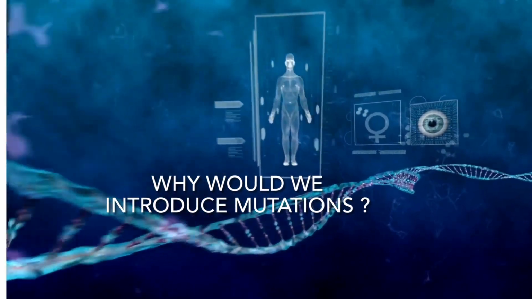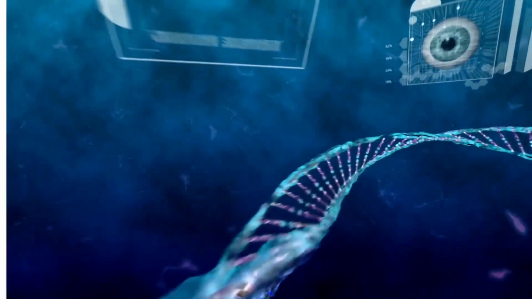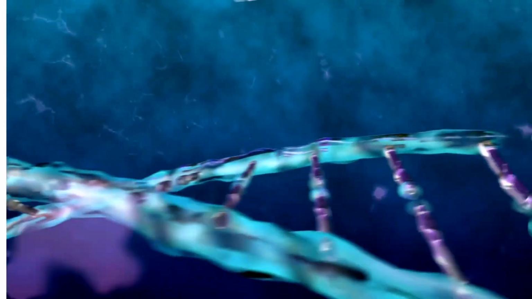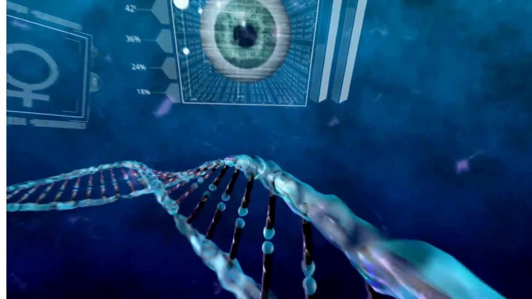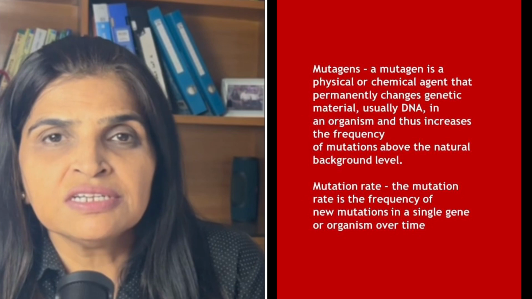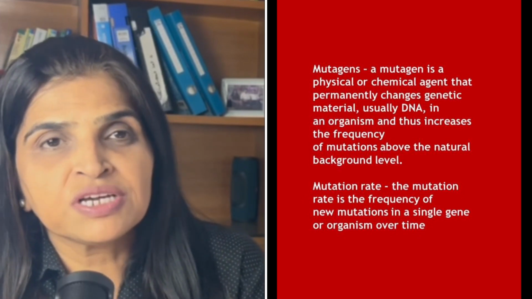So I think we answer why first, and then we'll know how it is induced, right? So why would we introduce mutations in several organisms? Any guesses? Why would we like to introduce mutations in the several organisms? And before, we studied this earlier, that there are several mutagens. They occur in nature, and what we'll do for inducing mutation is we'll increase the mutation rate.